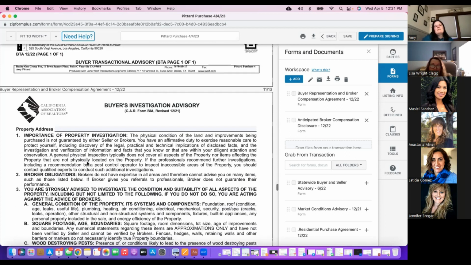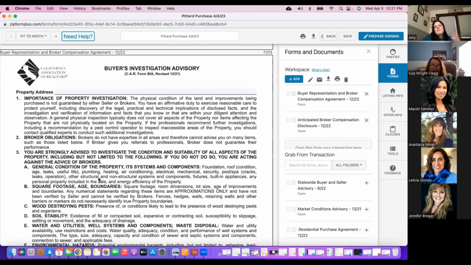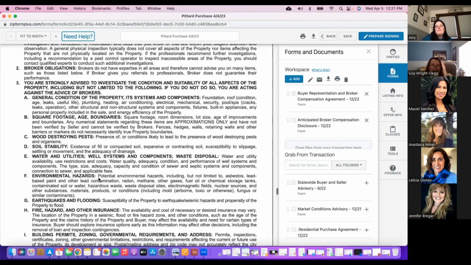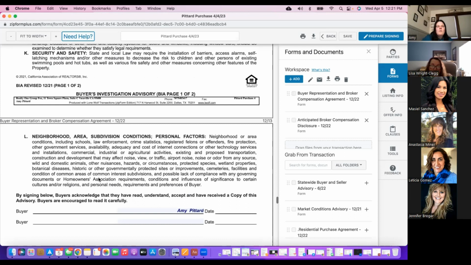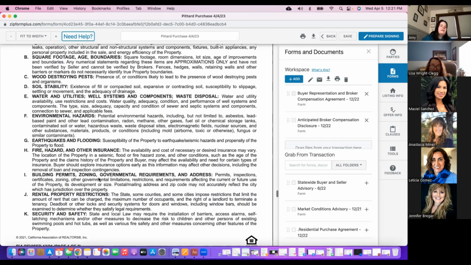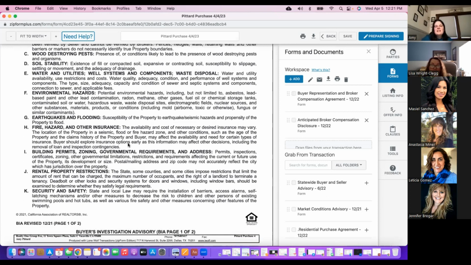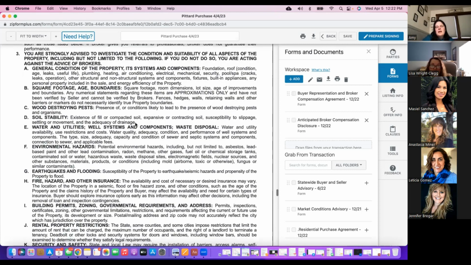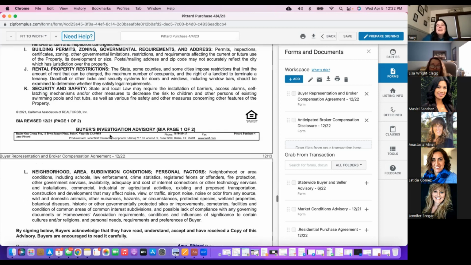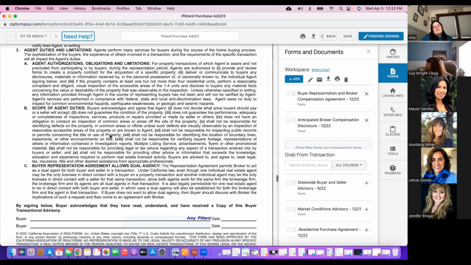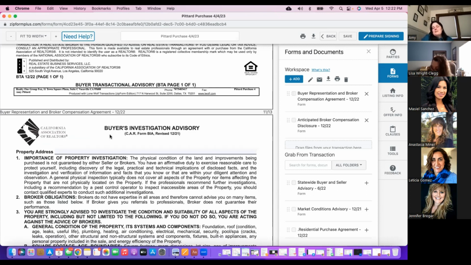The buyer investigation advisory just lists the different types of inspections and investigations a buyer can have done on a property. So there are 12 different types of investigations they can have. They should read through this and know this. And for a more lengthy version of this, we have the SBSA, the Statewide Buyer and Seller Advisory. I include that one as well, generally with my buyer transactions, either at time of offer or at time of the BRBC. Any questions about the buyer transactional advisory or the buyer inspection advisory?